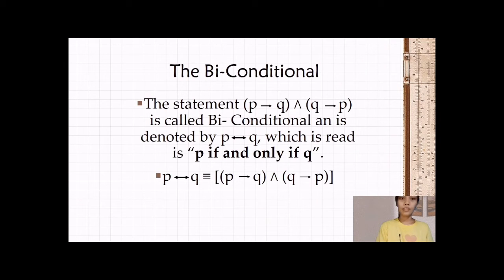Now, let's go to the biconditional. The statement if P then Q and if Q then P is called biconditional and is denoted by biconditional of P and Q, which is read as P if and only if Q. P if and only if Q is equivalent to if P then Q and if Q then P.